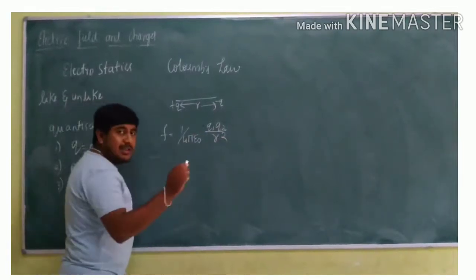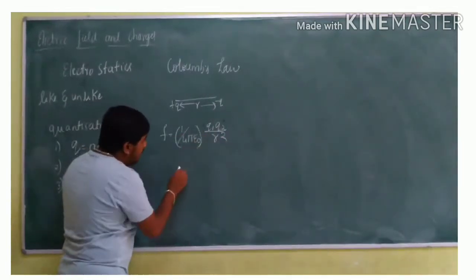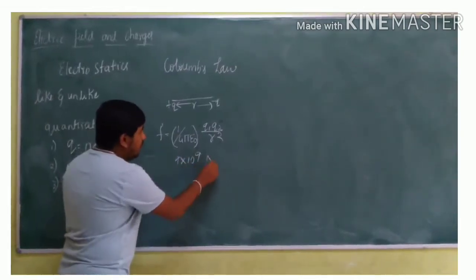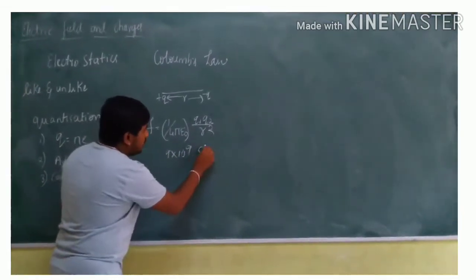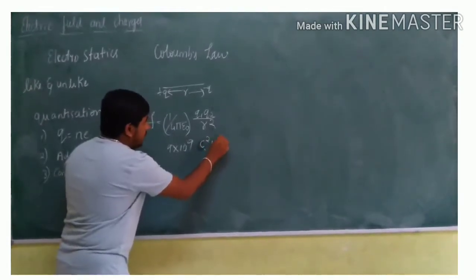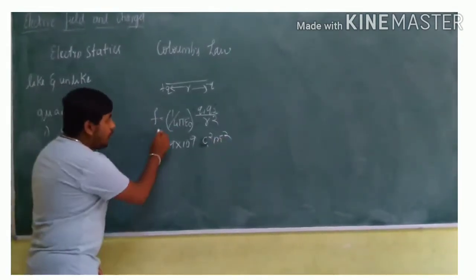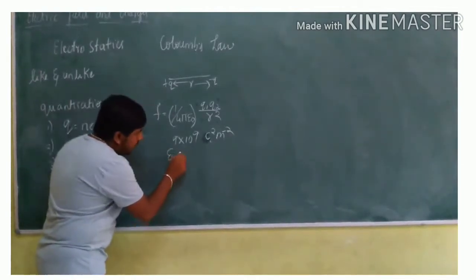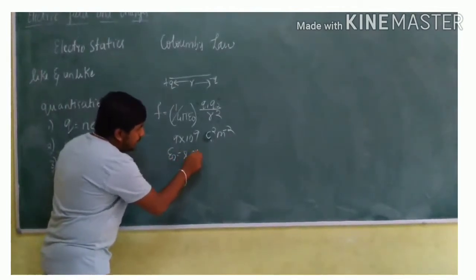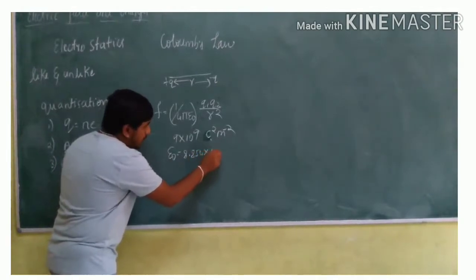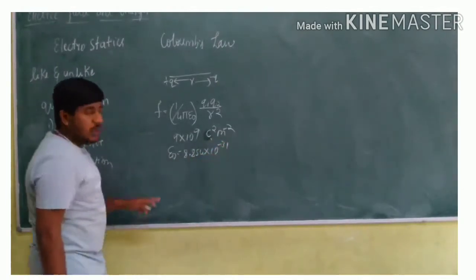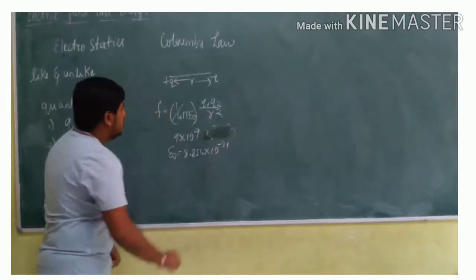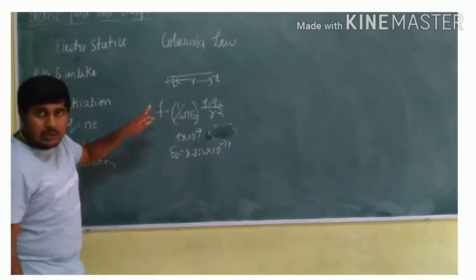So it is called the inverse square law, and the value of 1 by 4 pi epsilon is 9 into 10 power 9 Newton meter square per Coulomb square. It is the SI unit. Here epsilon is the permittivity of free space. Its value is 8.854 into 10 power minus 12. This is permittivity. The SI unit may be mistaken. So that is what we know from Coulomb's law.